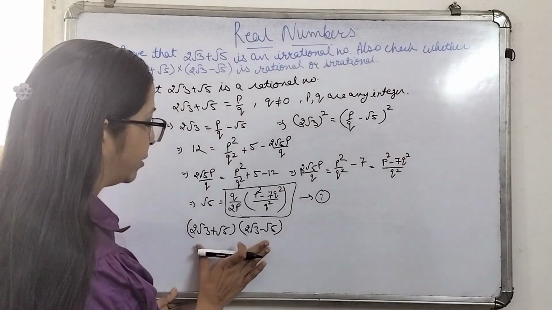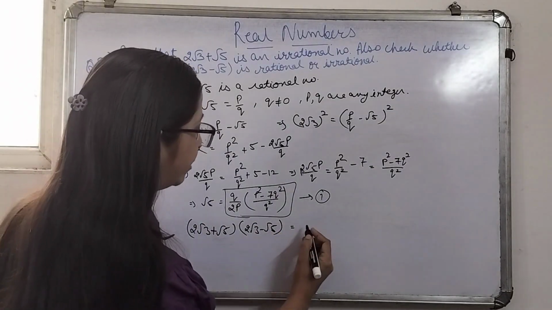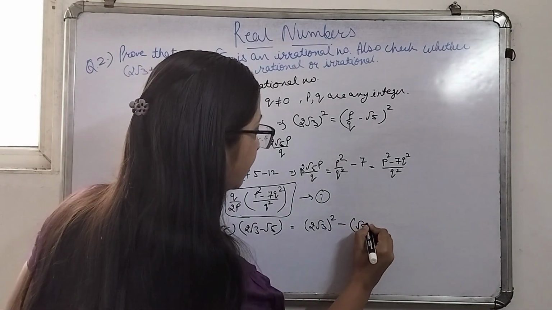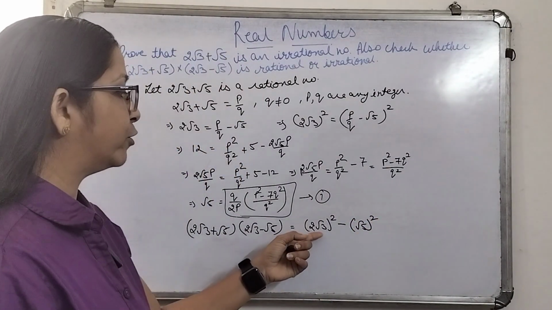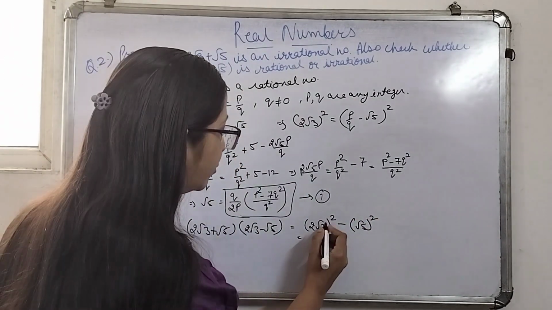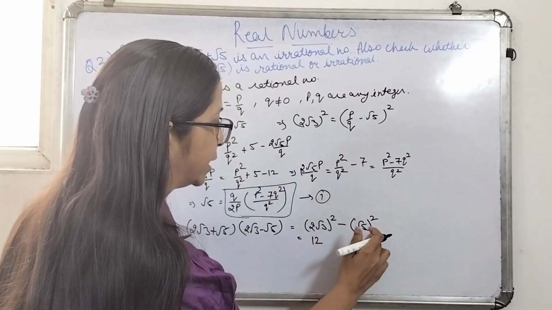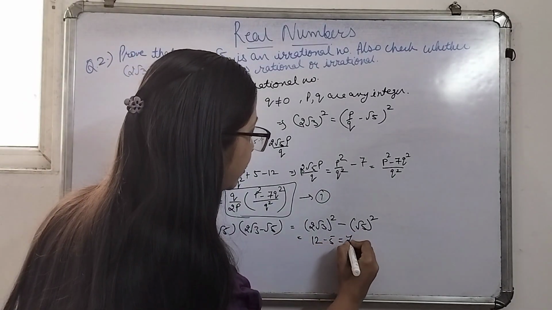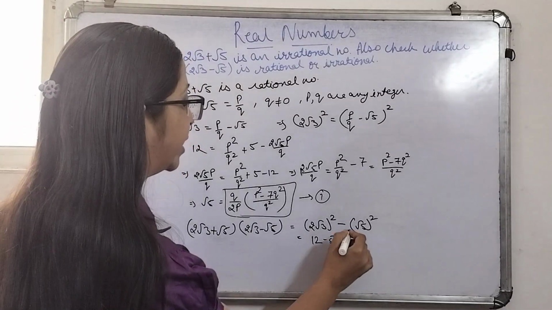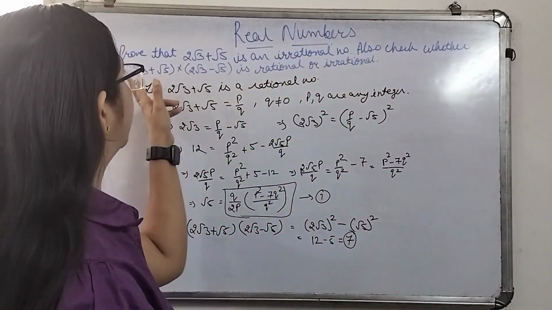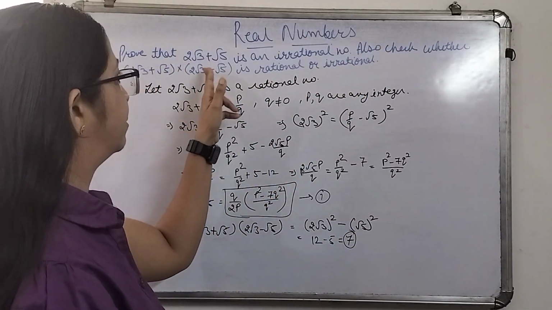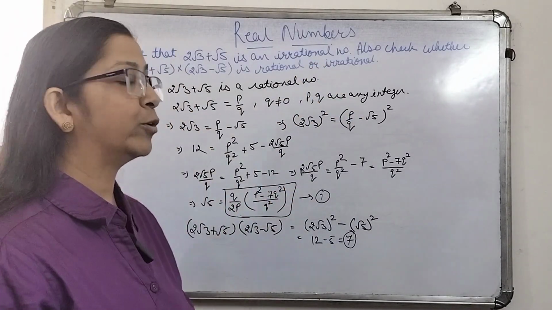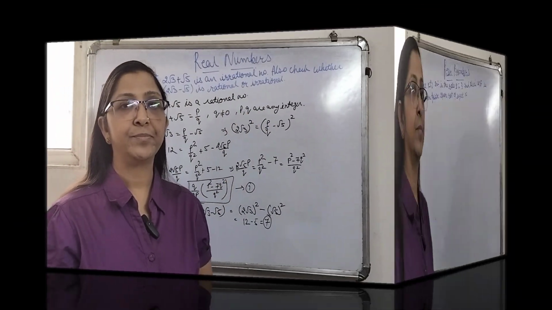That simply means if we expand it, it will be equivalent to a² − b². The square of 2√3 will be 4 multiplied by 3, that is 12, and the square of √5 will be 5. That is equivalent to 7, which is a rational number. That means the product of these two irrational numbers is a rational number. We have proved it, and this is how it will be proved.